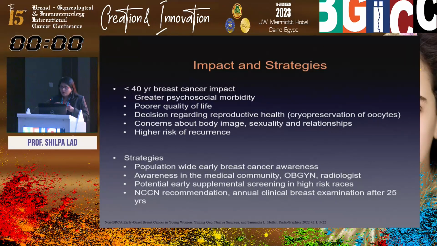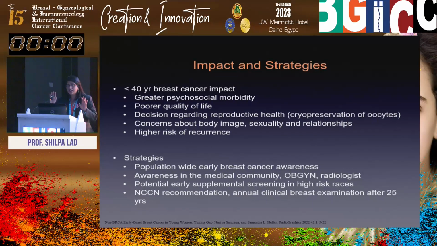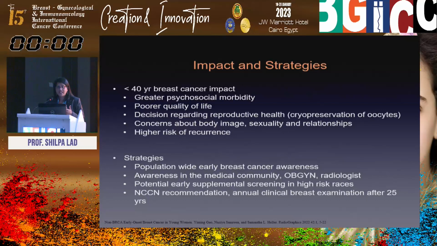So, decisions regarding preservation of oocytes. It comes at a cost, a huge cost. This is not covered under any insurance, at least not in India. Concerns are also real-life concerns about body image, about sexuality, about relationships. We are all women. We can understand this factor. Every woman gets concerned about this. Besides, there is higher risk of recurrence. After all this treatment also, what is the guarantee that the cancer is not coming back? We know there is a very high likelihood that it will come back.